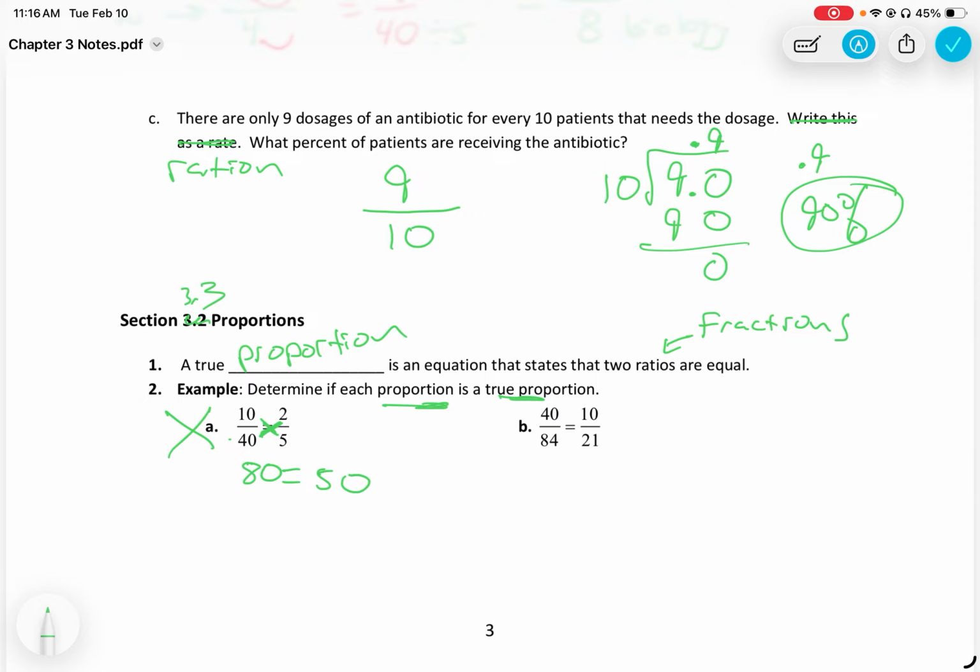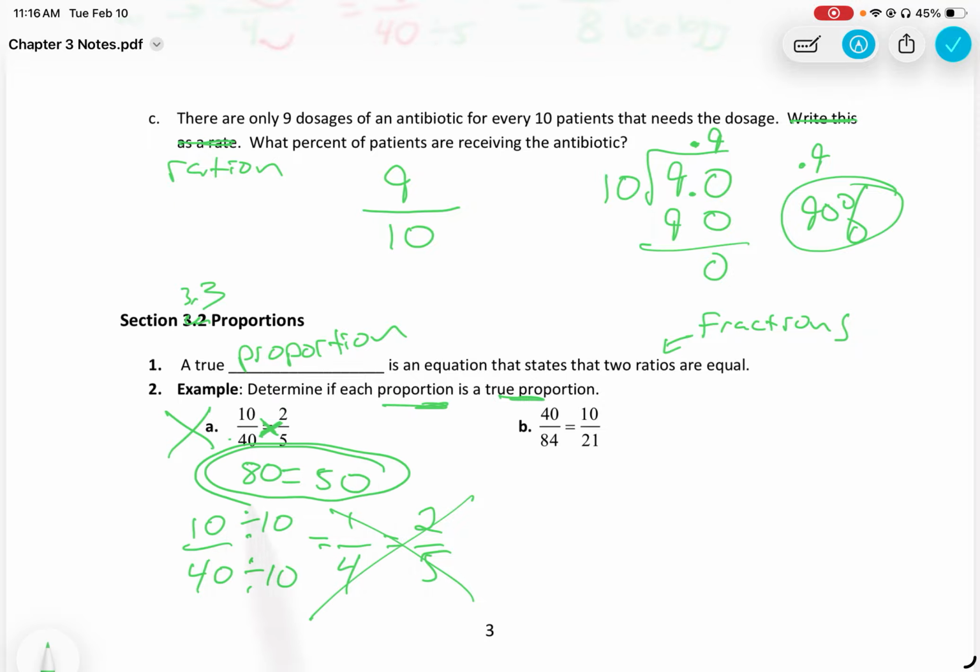Those are not equivalent fractions, which I can also show by simplifying 10 over 40. If I divide both sides here by 10, 10 divided by 10 is 1, 40 divided by 10 is 4. Is 1 over 4 equal to 2/5? No. So that's another way we could have checked if this was a true proportion. Both fractions must simplify down to the same simplified fraction if it was true. But this cross multiplication can let you know if it's possible or not.